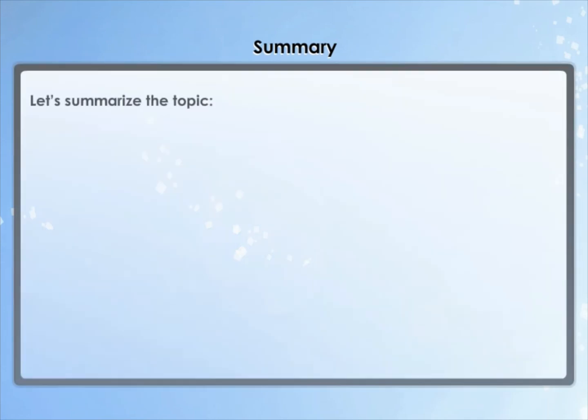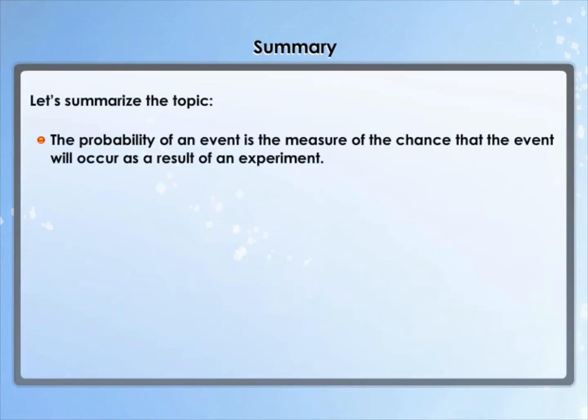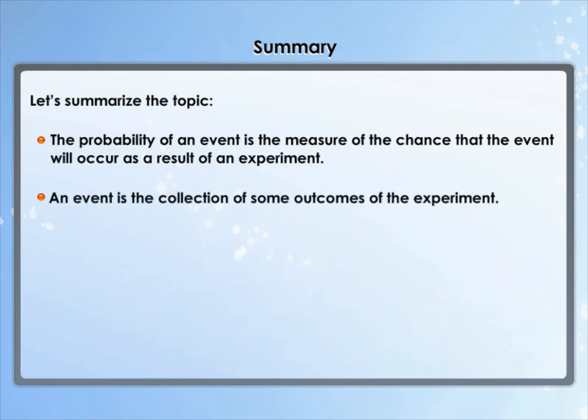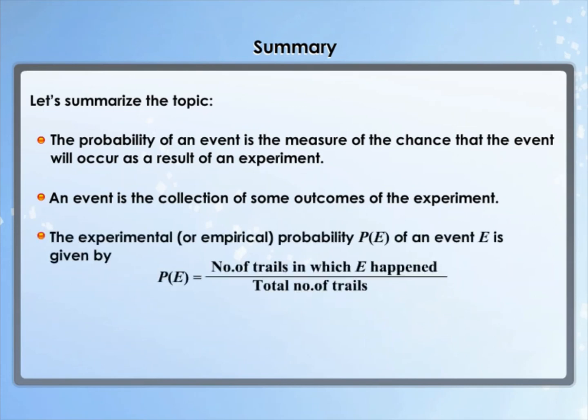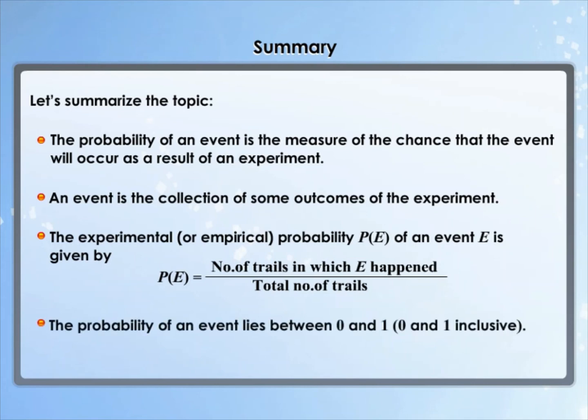Summary. Let's summarize the topic. The probability of an event is the measure of the chance that the event will occur as a result of an experiment. An event is a collection of some outcomes of the experiment. The experimental or empirical probability P of E of an event E is given by P of E is equal to number of trials in which E happened by total number of trials. The probability of an event lies between 0 and 1, 0 and 1 inclusive.